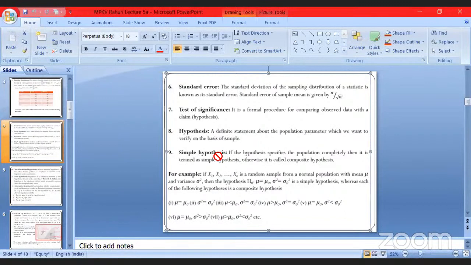Now, what is a simple hypothesis? A simple hypothesis is when it covers all the variables given in the population. Like if the population has both mean and variance, and both are included in the hypothesis, that is called a simple hypothesis. And if only one of them is given, then that is known as a composite hypothesis.